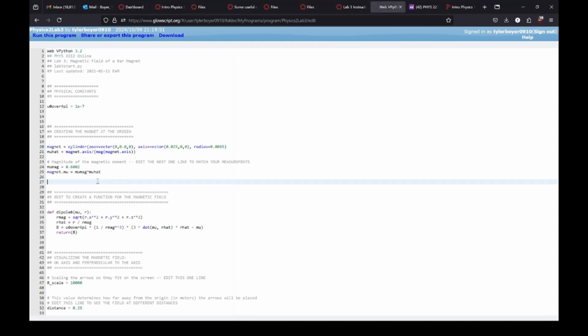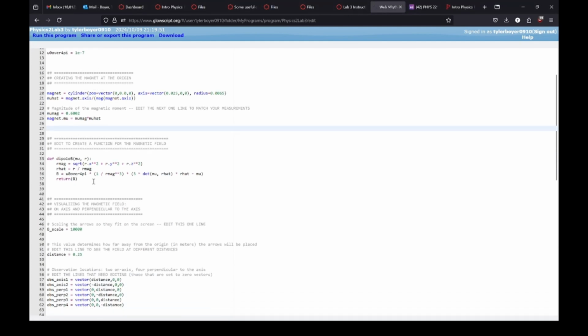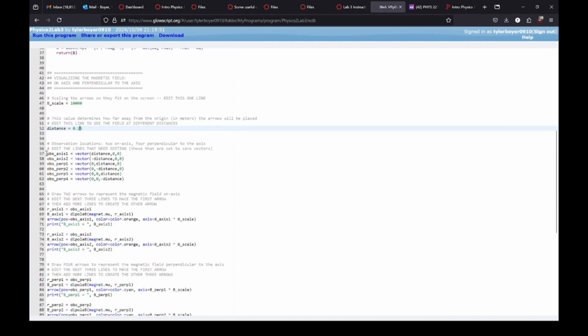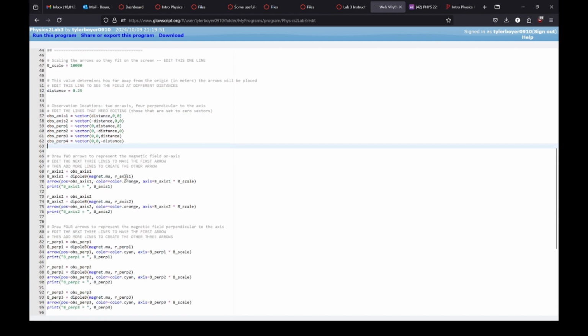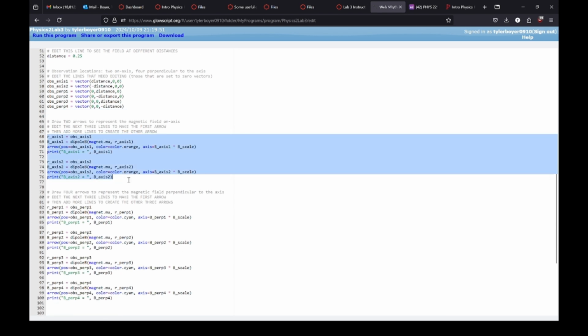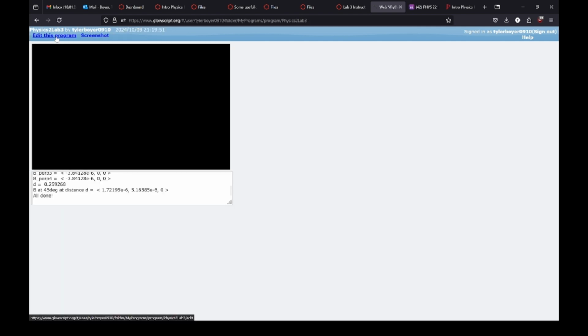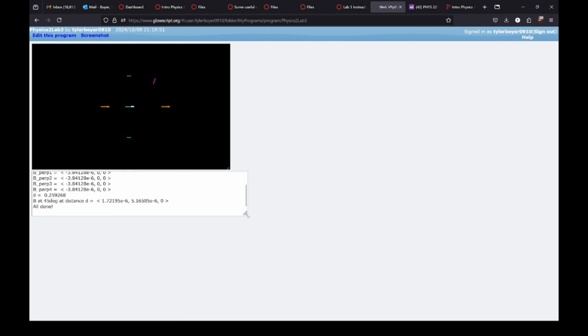Here's our code for the experiment. As you can see, we have mu over here. We have the actual dipole calculation for the magnetic field. We have a scale, we have the distance, and we have the various different axes and perps that we used to go into our different area equations. And then finally, down here, the calculation for the 45-degree arrow using all this data and using dperp.